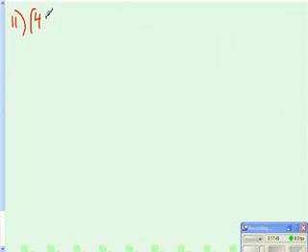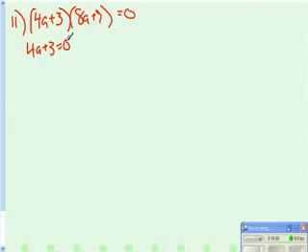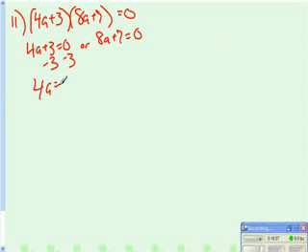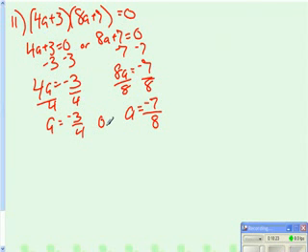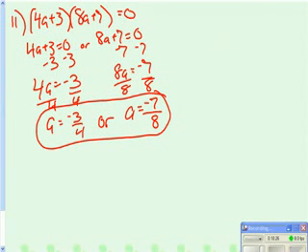Number 11, 4a plus 3 times 8a plus 7 equals 0. So either 4a plus 3 equals 0 or 8a plus 7 equals 0. Subtract 3, divide by 4. Over here, subtract 7, divide by 8. And again, we got fraction answers. That's okay. So that was my answer.